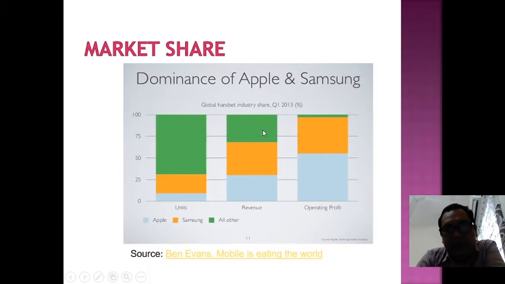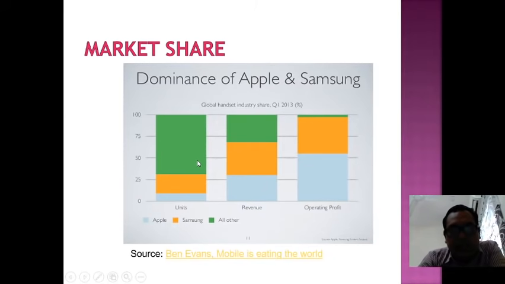For all the other smartphone providers, the revenue is only about 20 to 25%. For Samsung, a bit higher, 30%. Also for Apple, the revenue is quite high at more than 30%. So you can see the number of units sometimes doesn't translate towards the revenue being generated.